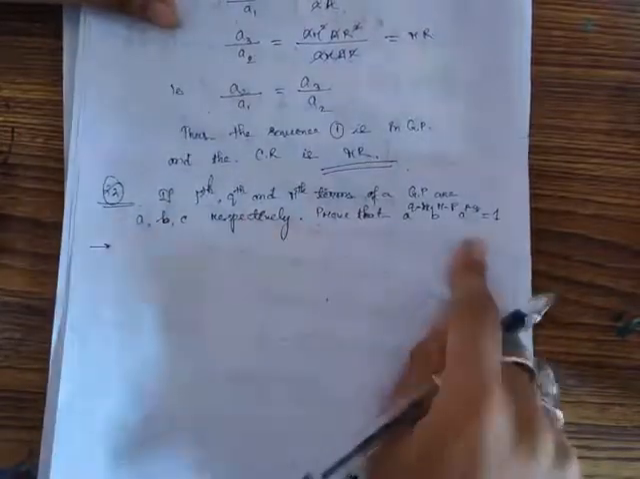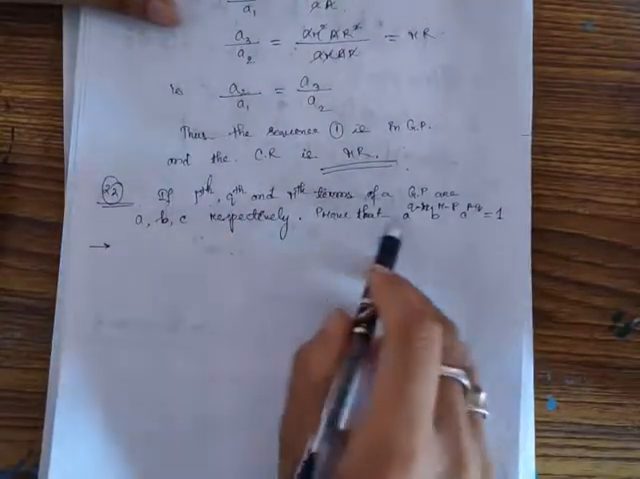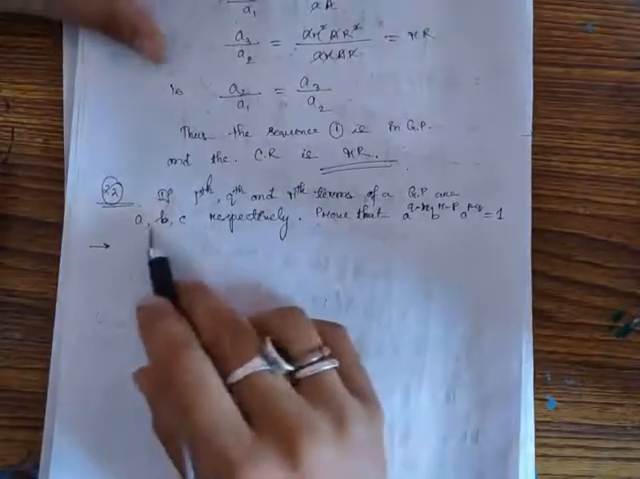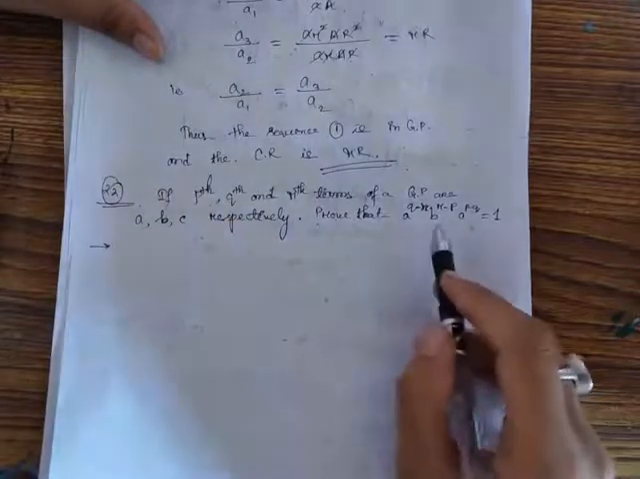So here the pth, qth and rth terms of a GP are given as a, small b and c respectively. Prove that. We have to prove this.